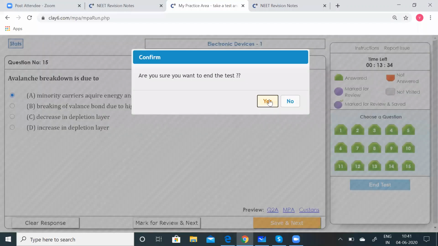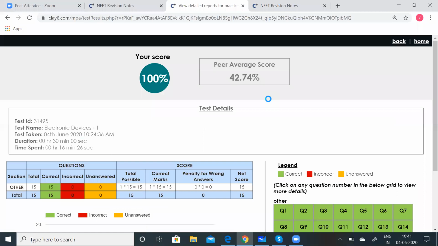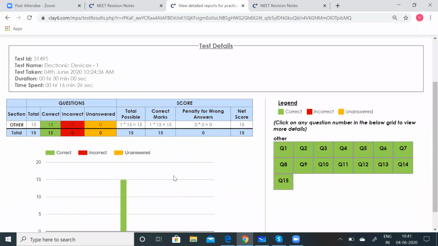Let us see the results. All the questions are right, which is given by the green color. Had it been an incorrect question, it would have been shown in red color. And if you had forgotten to save the option, it would have been an unanswered question denoted by the yellow color.